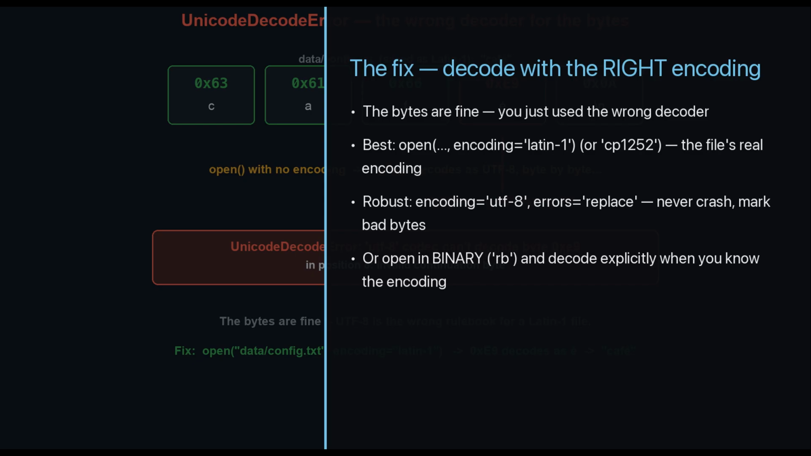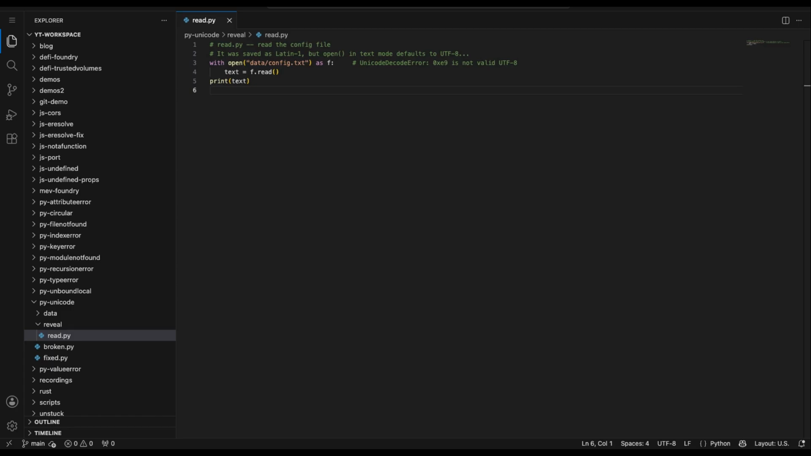Let's apply it. Here is the fixing code. We add one argument to open: encoding equals Latin-1, the encoding the file was actually saved in. That's the whole change. Now Python decodes 0xe9 as é exactly as intended and the read succeeds. Same file, same bytes, right decoder.